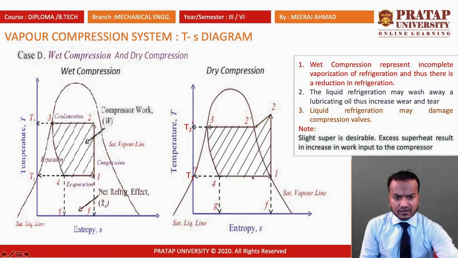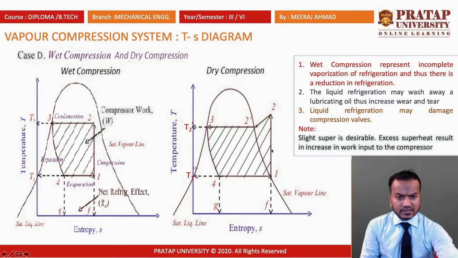Then after the expansion valve, the refrigerant is injected into the evaporator and heat is extracted from the storage space. At point 4 the liquid-vapor mixture is injected into the evaporator, and then all the liquid should be converted into the vapor state. At point 1 all the refrigerant should be in the vapor state. So this is called dry compression. In the VC cycle, dry compression is very useful.